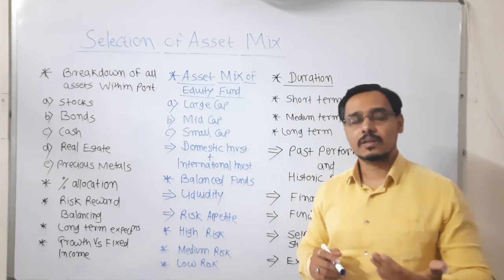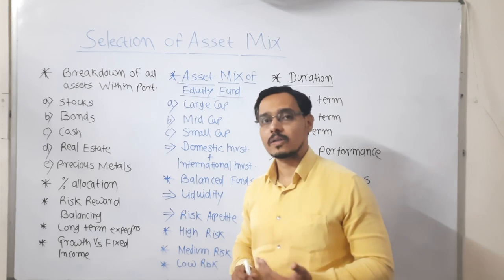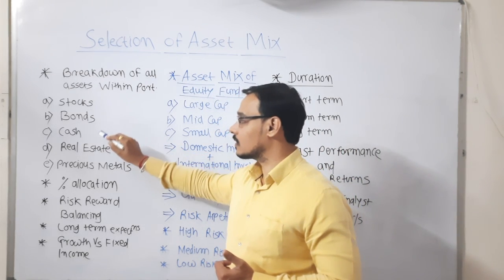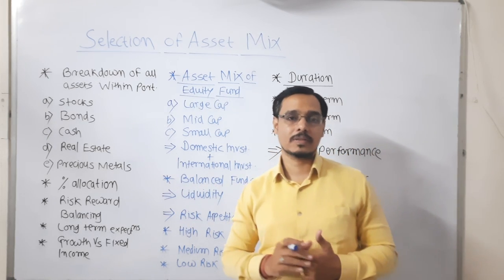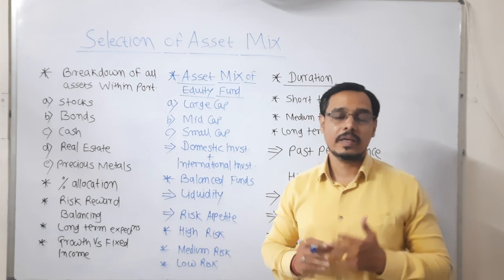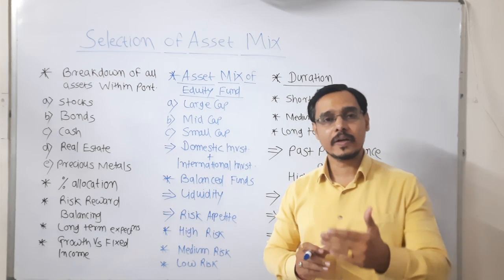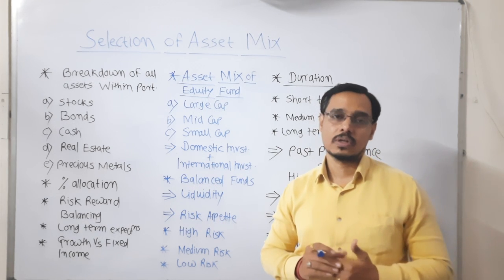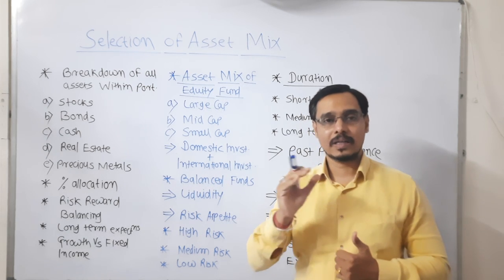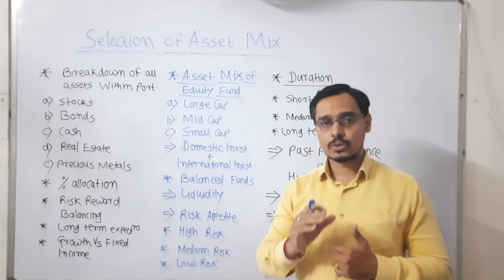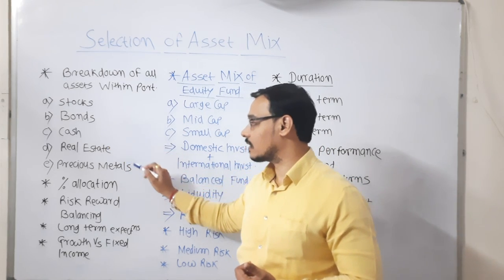Now the next thing is percentage allocation, that is how much amount you are allocating to stocks, bonds, cash, real estate and precious metals. Suppose you want to decide how much should I invest in stocks, the simple formula is 100 minus your age. Suppose your age is 30 years. At that time 100 minus 30 means 70. You should invest 70% into stocks, remaining into bonds, cash, real estate and precious metals.